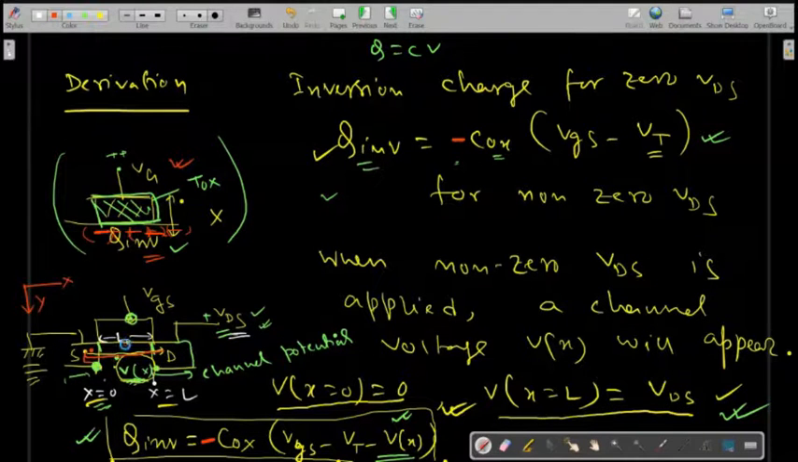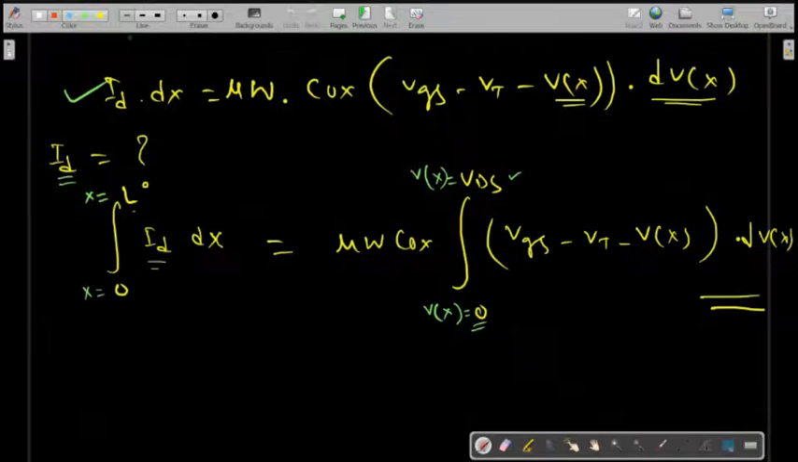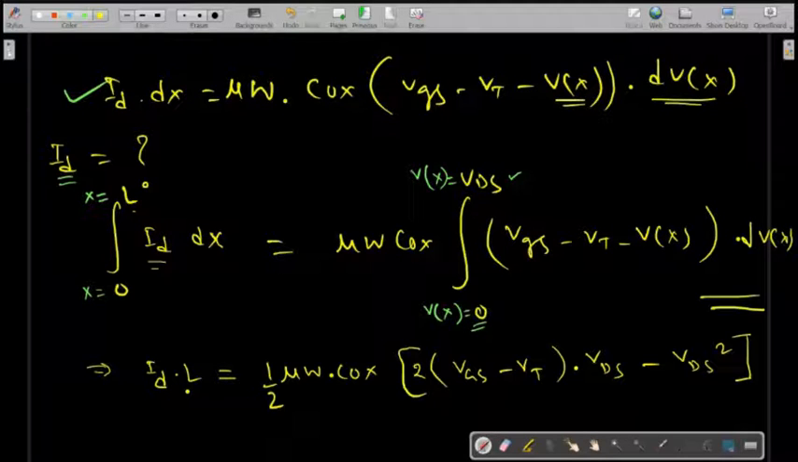ID is constant, so we can place it outside the integral. Integration of dx from x equal to 0 to L gives L, so this part will give ID into L. Now, what is the value of the right side integral?